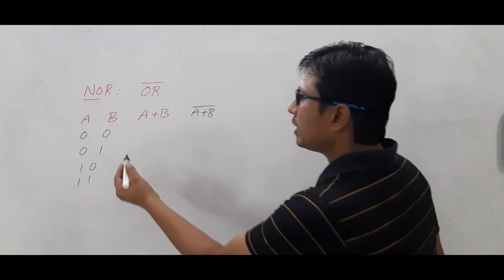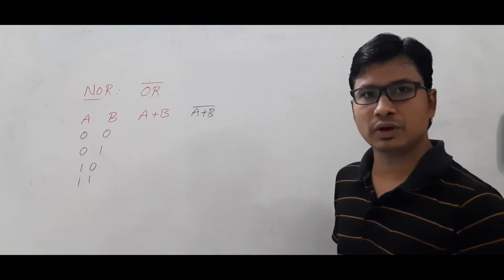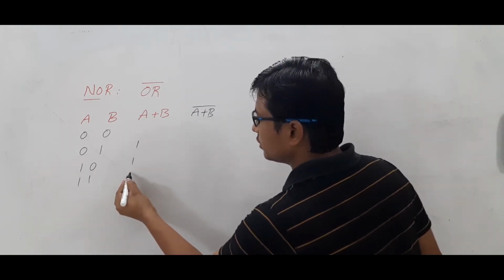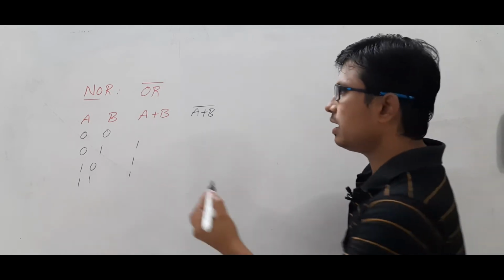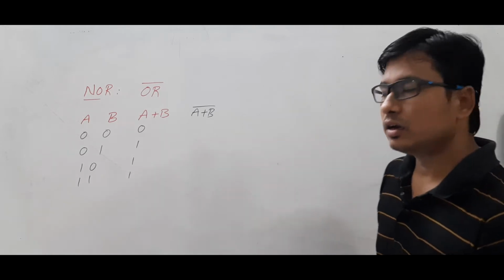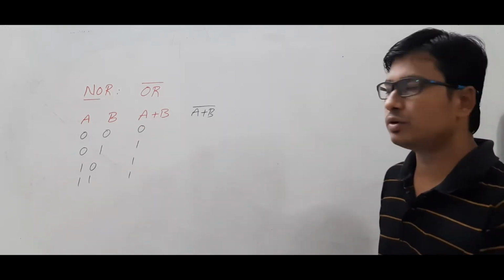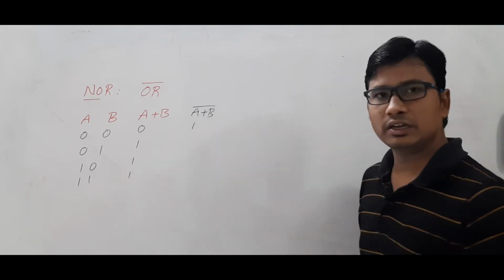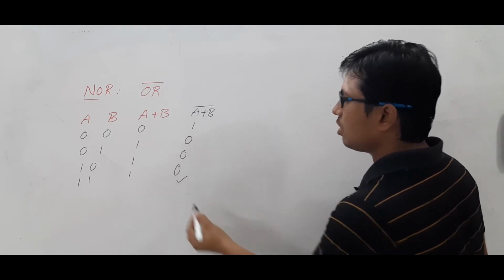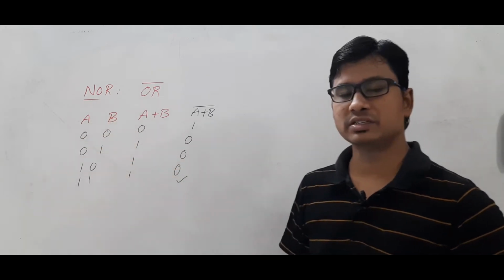Is it clear? What does the OR gate or OR function say? If any one of the inputs is 1, you will get the output as 1. So here you will get 1, here 1, here 1, and this is 0. Now what is the NOR? The complement of it. What is meant by complement? If there is a 0, if you complement you will get 1. If it is a 1, if you complement you will get 0. So this is the output of the NOR function over two binary variables A and B.